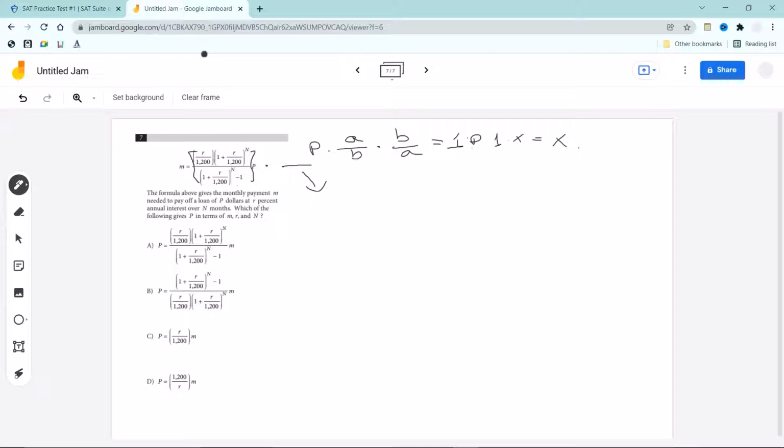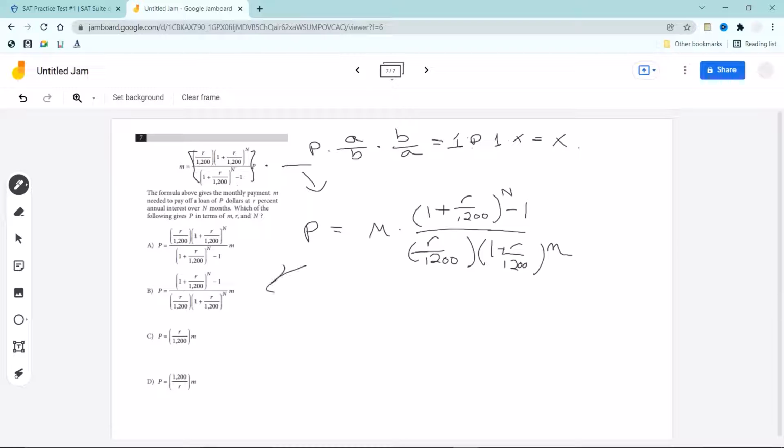So if we were to multiply by the reciprocal on both sides, we'll get P. Suppose we did that, we'll get P is equal to M times the reciprocal of this, since that will cancel. When we multiply the reciprocal with P, we'll get M times the reciprocal of this, which would be 1 plus R over 1200 to the N minus 1 divided by R over 1200 times 1 plus R over 1200 to the power of N. Great. And that would be our final answer. We can see that is B.